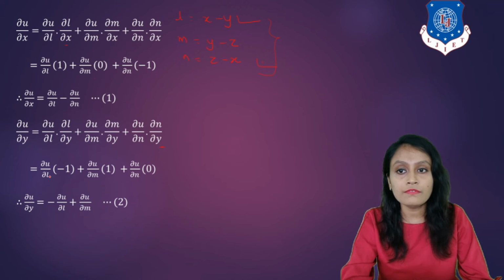Again we have to solve del u by del z using the same formula, right? Now here we have z everywhere, so we will take derivative of l, m, and n with respect to z.